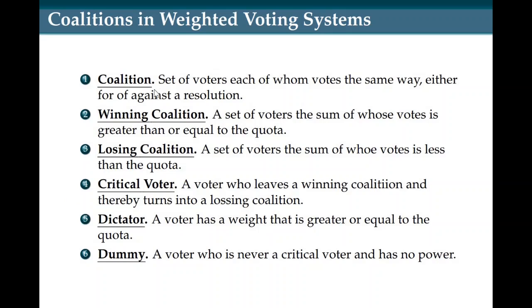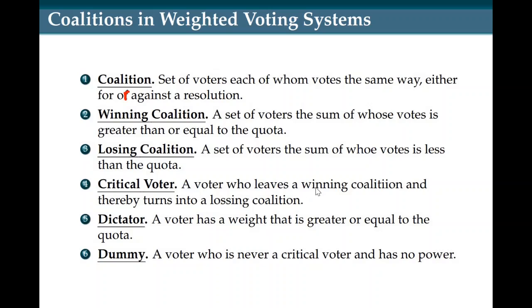In a weighted voting system, a coalition is a set of voters, each of whom votes the same way, either for or against a resolution. A winning coalition is a set of voters, the sum of whose votes is greater than or equal to the quota. Otherwise, it is a losing coalition, that is, whose votes is less than the quota.